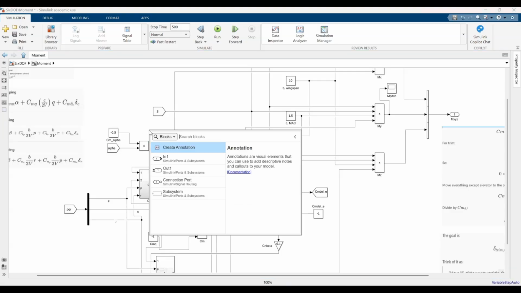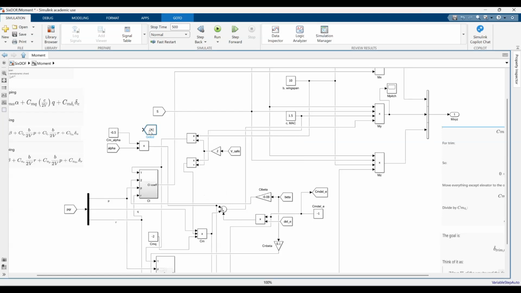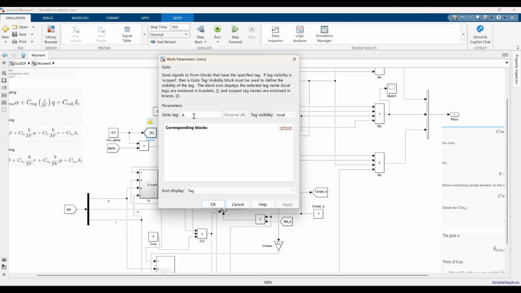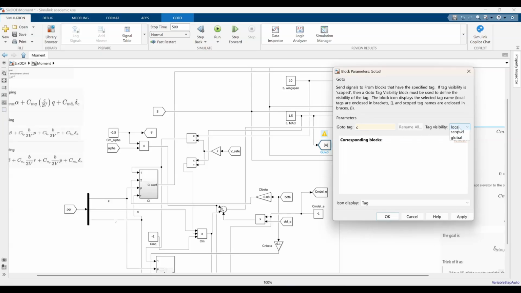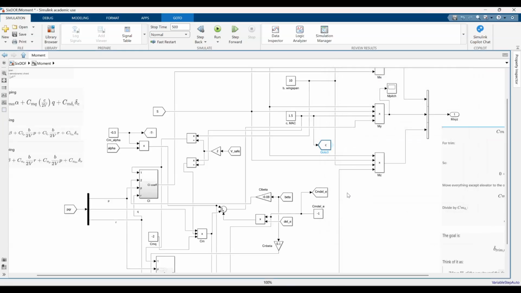All right, CM alpha is here now. So let's actually use a Goto block and capture that. So I will call that CM underscore alpha, tag visibility global. Since we are here, I will also capture little c, which is already present here. That is our mean aerodynamic chord, MAC. We are going to need that in just a little bit, so why not just capture it as we are here. Okay, I think that's all.